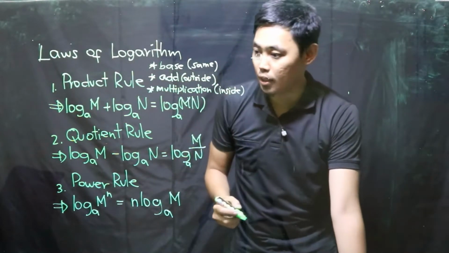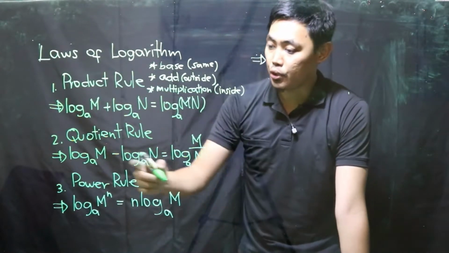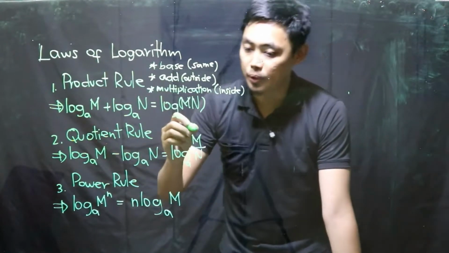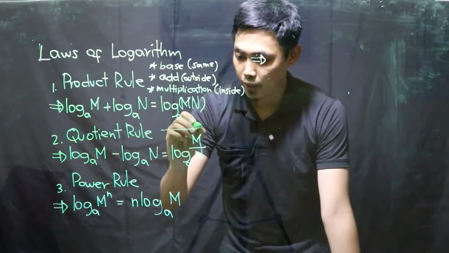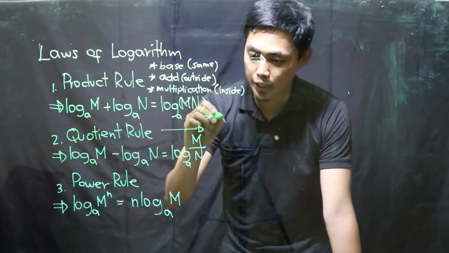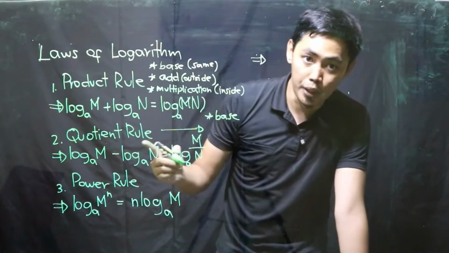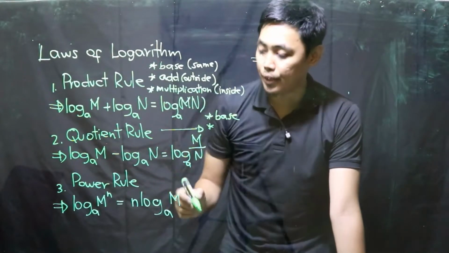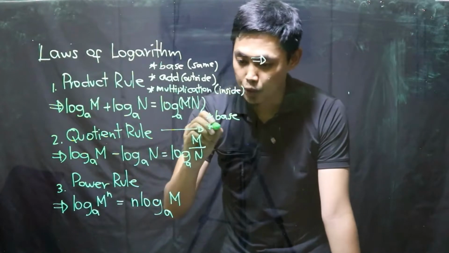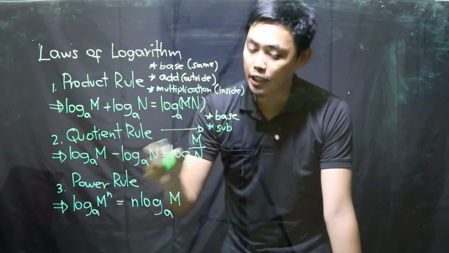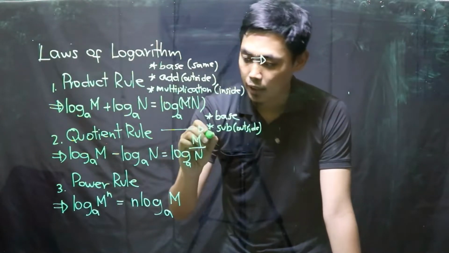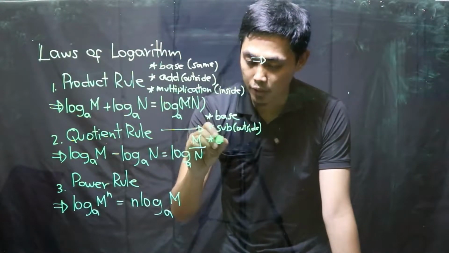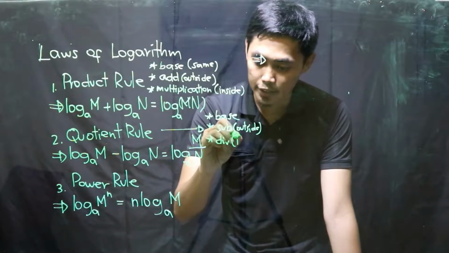Alright, so let's evaluate the quotient rule. For the quotient rule, there are things that we will need to consider. First, it should have the same base, just like the product rule. Next, it is subtraction on the outside, and division on the inside.